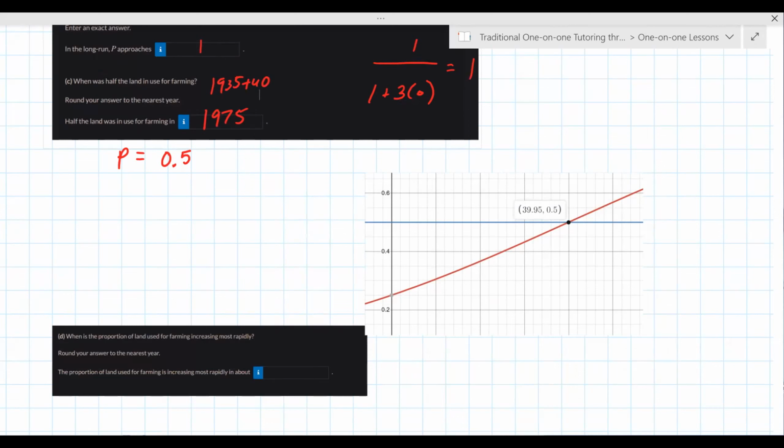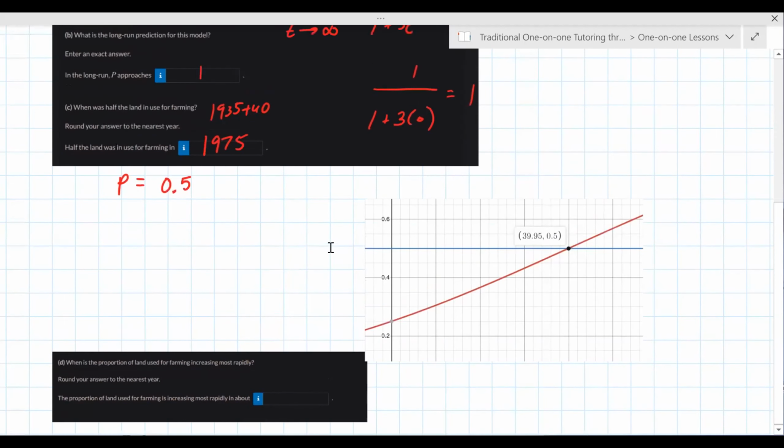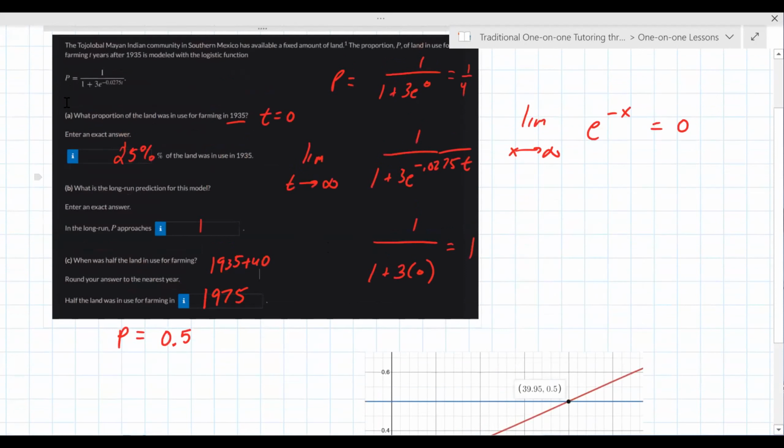All right. And now, when is the proportion of land used for farming increasing most rapidly? Yeah, so they're saying when is the second derivative 0? Where is the inflection point? Boy, that's not great. Wow, I can't believe they're asking that.